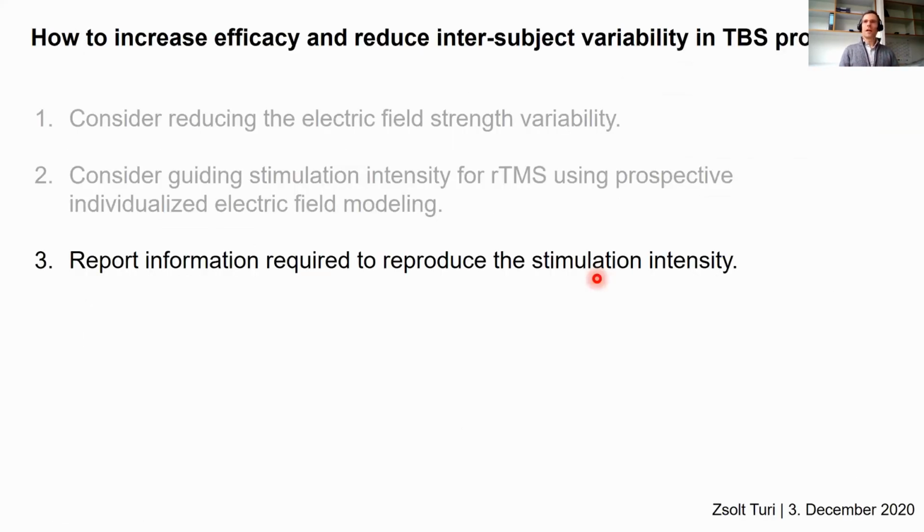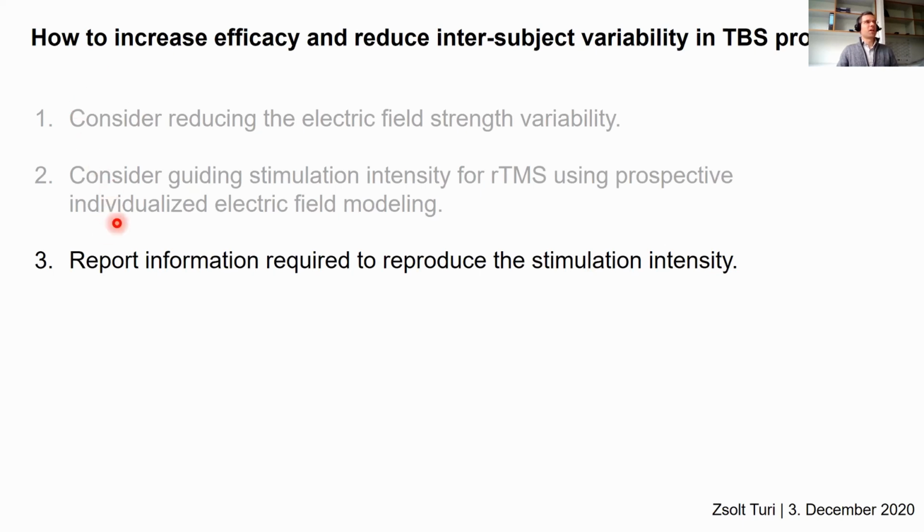So here I showed you two examples where we use prospective electric field estimation in order to individualize the stimulation intensities based on the produced electric field strength. And in both cases, we used very low stimulation intensities and showed that by standardizing the electric field strength across different cortical regions and participants, we could show electrophysiological effects for rTMS.